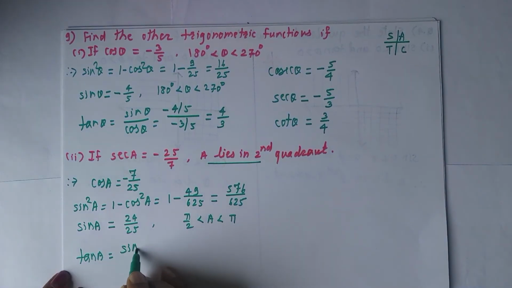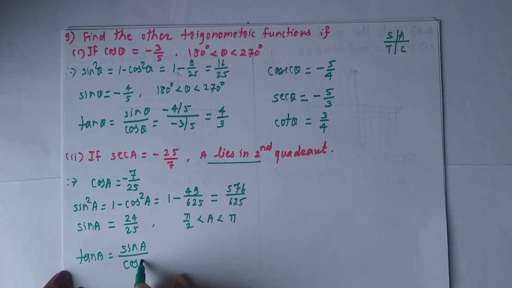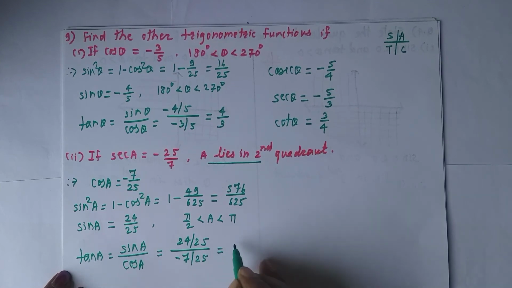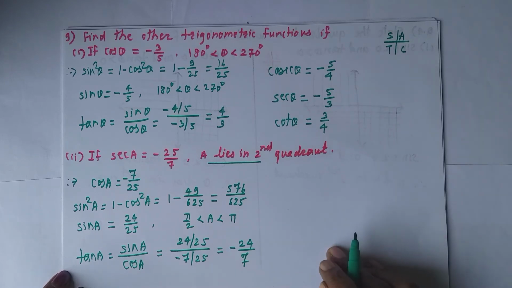Tan A means sin A divided by cos A. Keep the value of sin A, 24 divided by 25, and the value of cos A, minus 7 divided by 25. It will be minus 24 divided by 7. Okay, in this way we have found sin and tan.